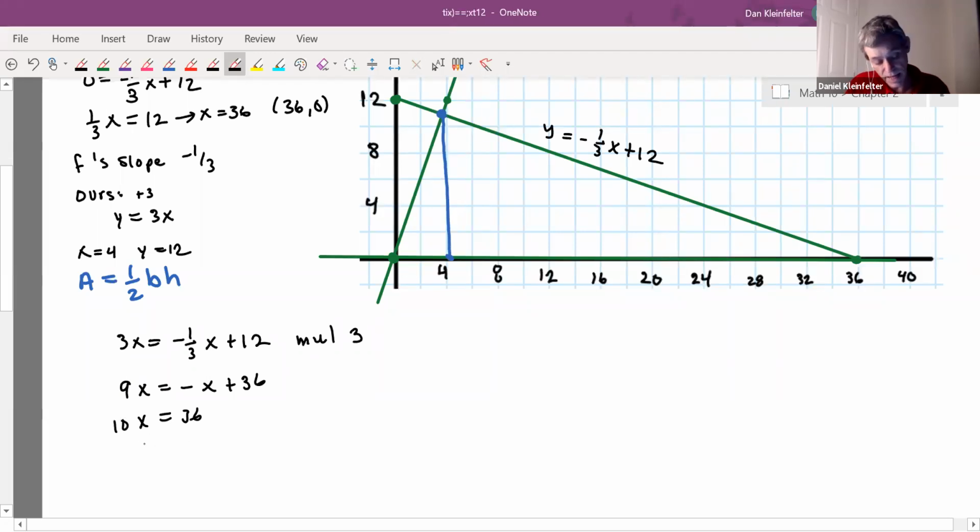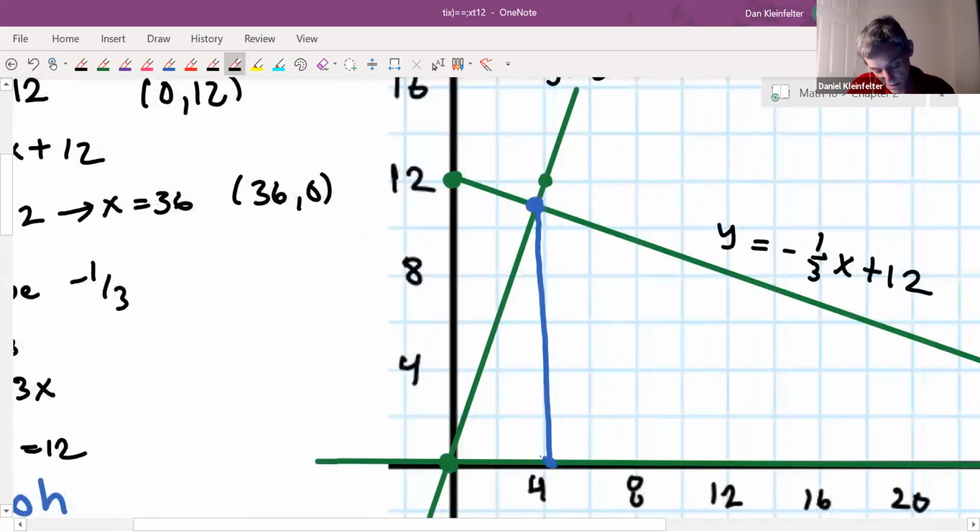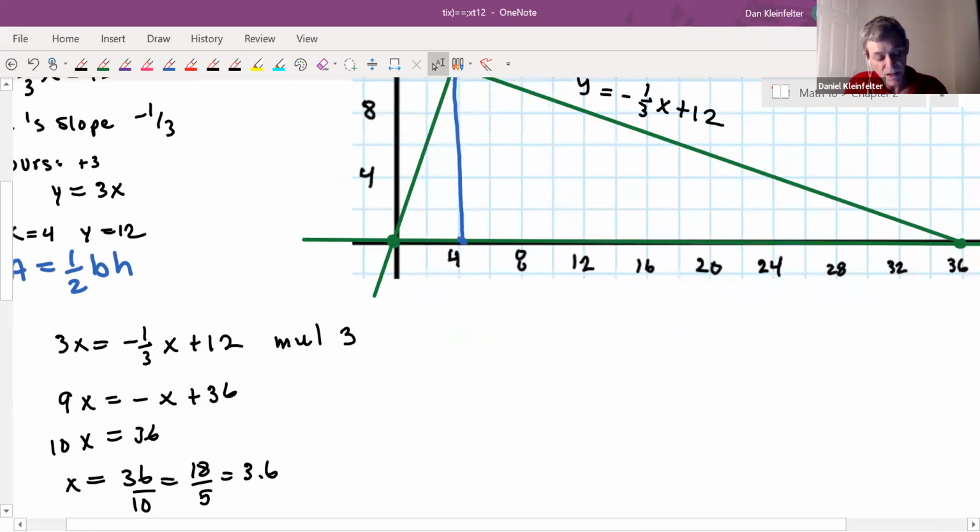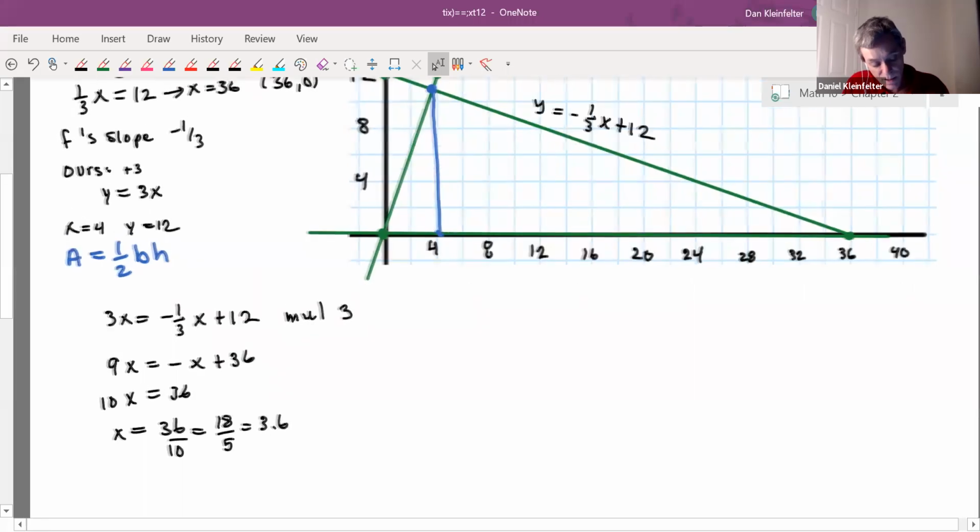And so x is 36 over 10, which is 18 over 5. And if you like decimals, that's going to be 3.6. And so taking a look here, it looks kind of like a little before 4. So that seems plausible. We wanted the y coordinate though.